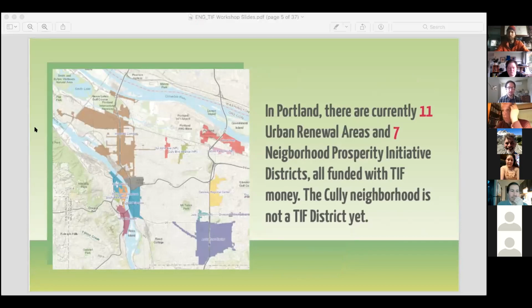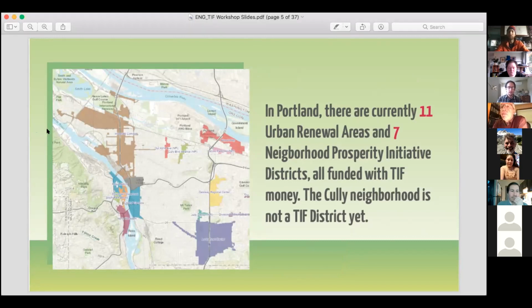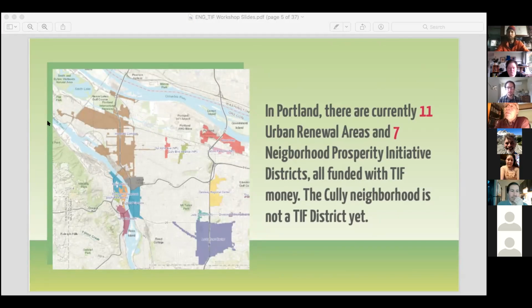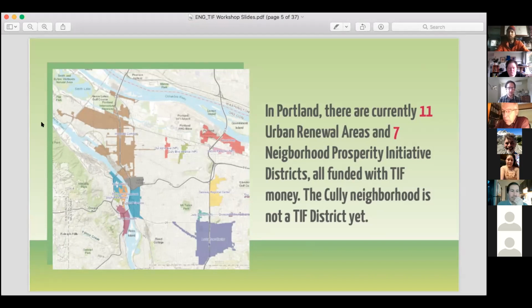In Portland, currently, there are 11 full-scale TIF districts, and the city refers to those as urban renewal areas. You may be more familiar with that term, urban renewal areas, or URAs. Those are on the map here. In addition, there are 7 smaller TIF districts that the city calls neighborhood prosperity districts. And in Cully, we actually have 2 of those that already exist along our main commercial corridors on 42nd Avenue and Cully Boulevard. So we have 2 of those small TIF districts in our neighborhood already.